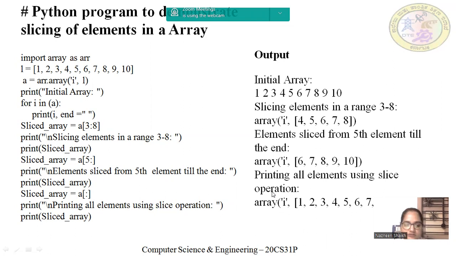One more combination is missing here. If you do not specify the first range, but you provide the end range, then what is going to happen? We are going to print the array from the beginning till the end range. So that is the 4th way of slicing the array. I hope I have made the points clear.